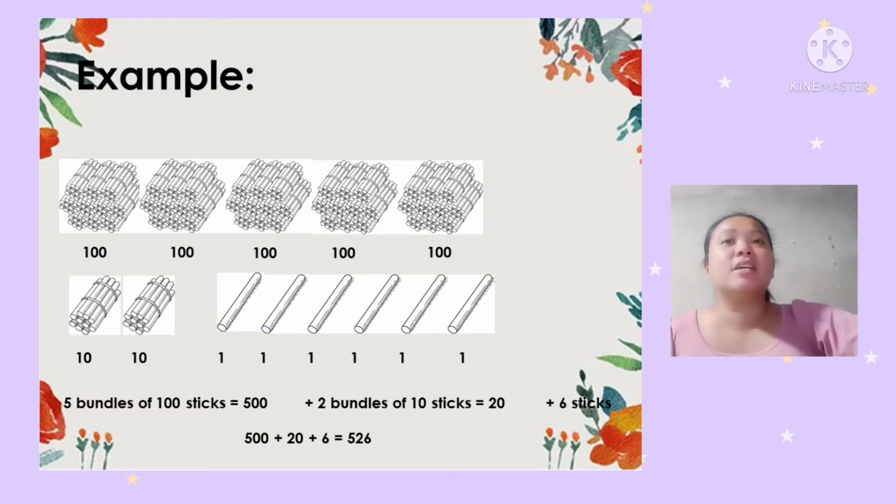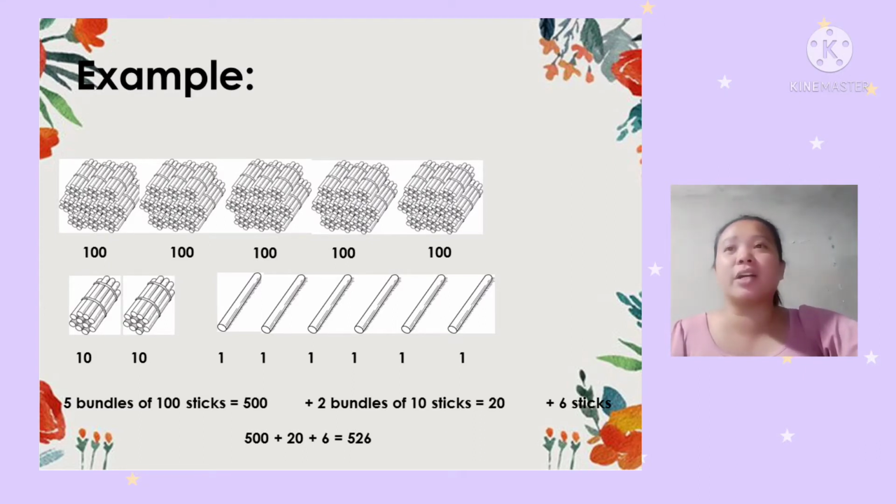Now, another example, we have one bundle of 100. We have 1, 2, 3, 4, 5. So we have 500. Very good. What about this one? The bundles of 10: 10, 20. Okay, so we have 20. And the ones here, 1, 2, 3, 4, 5, 6. So we have 500 plus 20 plus 6 is equal to 526. Okay, in your exam, there's an example like this, and you are going to count.